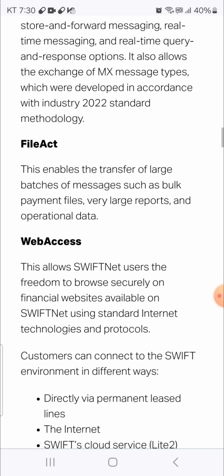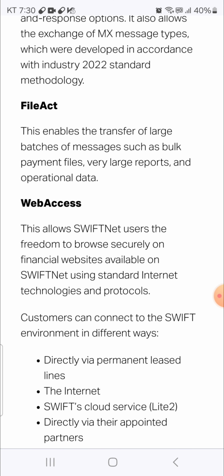FileAct enables the transfer of large batches of messages, such as bulk payment files, very large reports, and operational data.